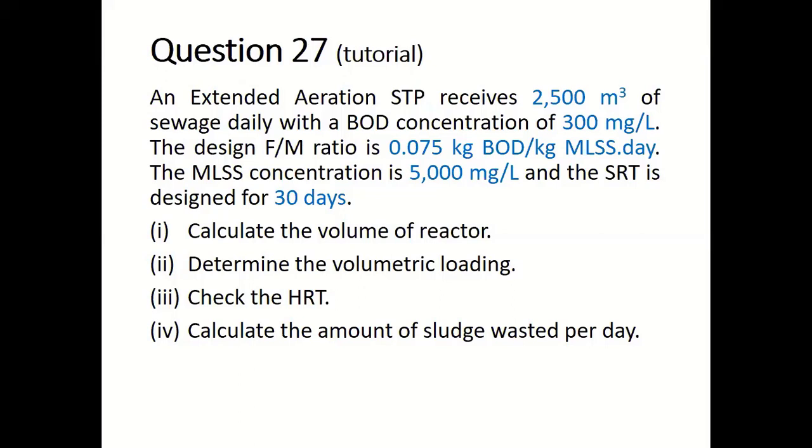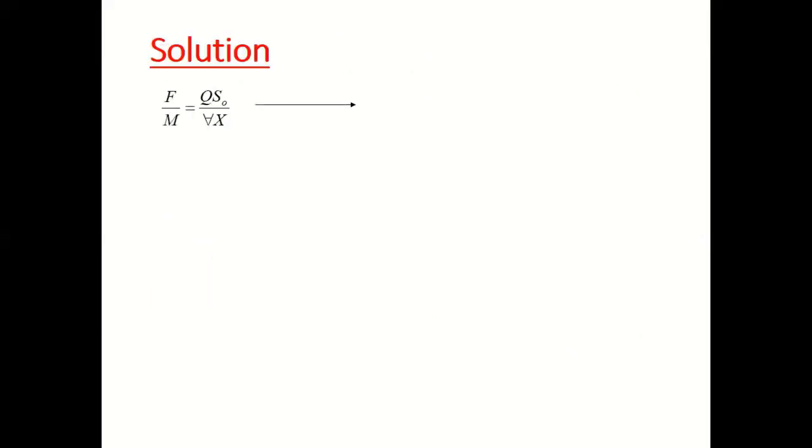Now, calculate the volume of the reactor. Determine the volumetric loading, check the HRT, and calculate the amount of sludge wasted per day. So from this equation, the F/M ratio is given for us, equal to Q times S naught over V X. We can calculate the value of V. So we can know the volume of the reactor.